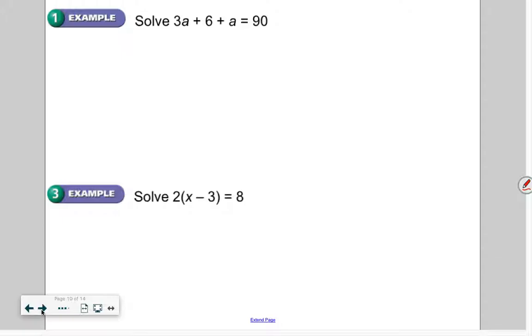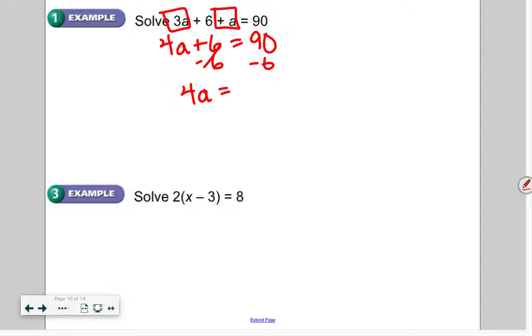Solve 3a plus 6 plus a equals 90. What's the first thing we should do here? Combine like terms. Make sure you are looking at the sign that is coming in front. What is 3a plus a? Now what? 4a equals. Next. Divide by 4. a is going to equal 21.